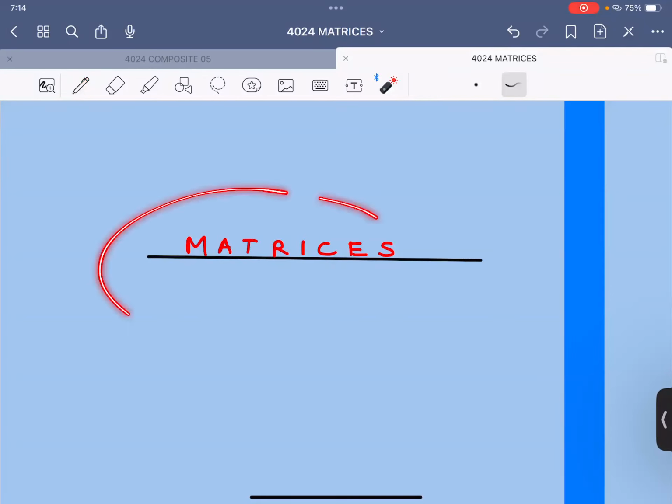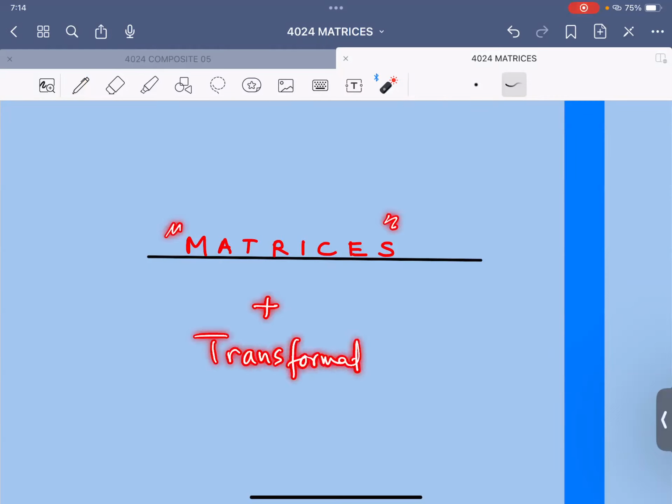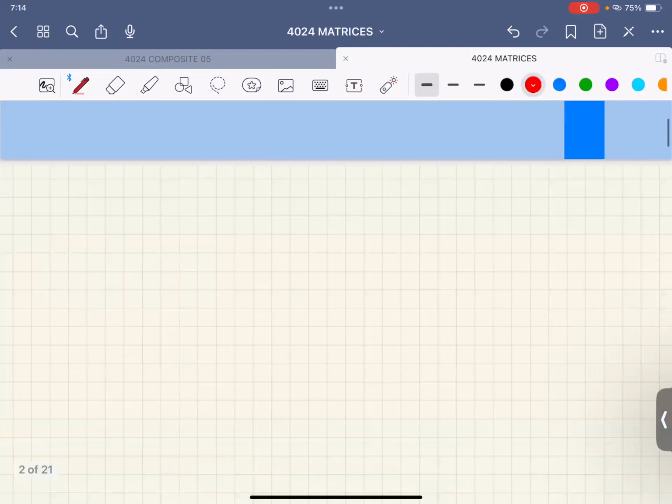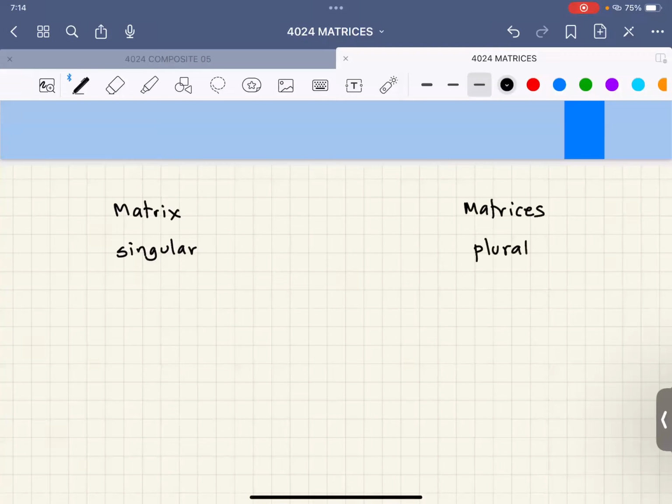Let's start with the topic of matrices. We will be studying matrices, and later on, we will be using matrices in the transformation chapter as well as the chapter of vectors. So, what is a matrix? First of all, matrix is singular and matrices is plural. So, that is the first thing that we should know about it.